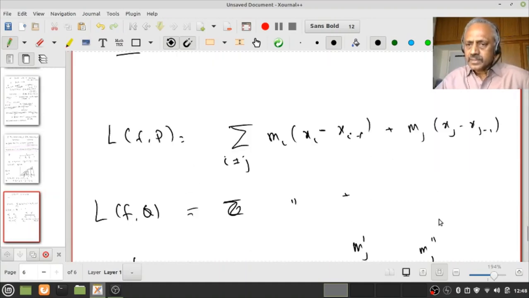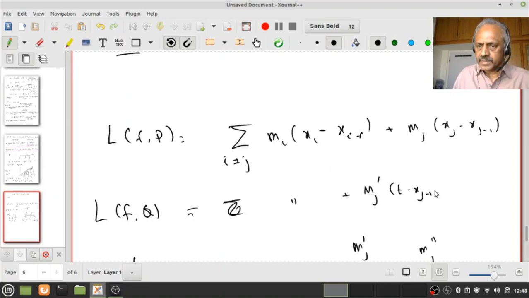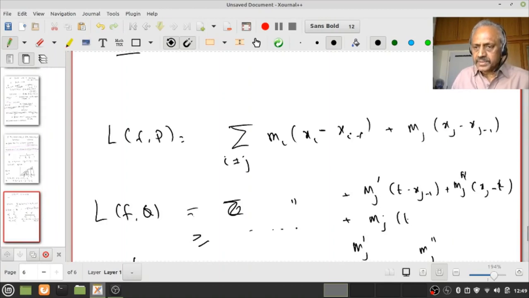Therefore, the last sum here is going to be m_j dash into (t minus x_{j-1}) plus m_j double dash into (x_j minus t). Do you understand this? But what do we think? This is greater than or equal to m_j into (t minus x_{j-1}). Why is this true? Because m_j dash is greater than or equal to m_j, and t minus x_{j-1} is positive. Remember that, that's very crucial. And similarly, this is greater than or equal to m_j into (x_j minus t), because m_j double dash is greater than or equal to m_j. This is a positive number, therefore this inequality persists.